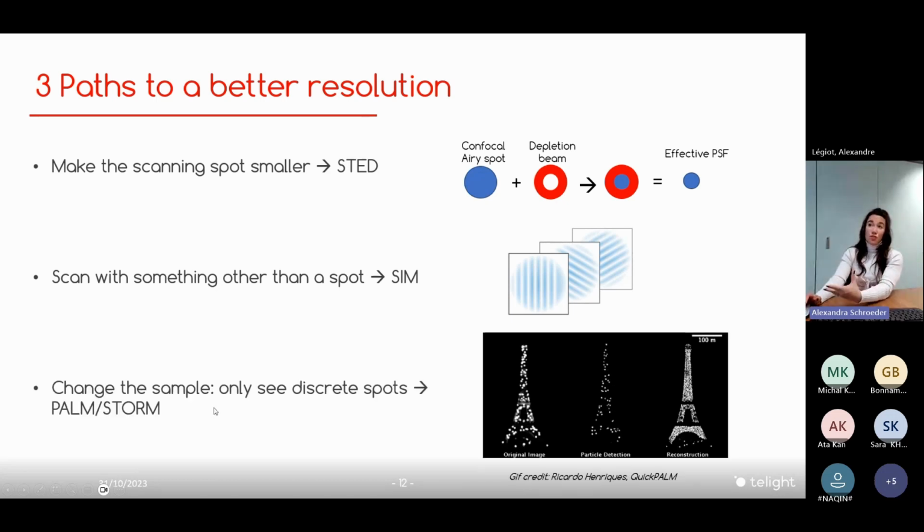Or you can change the sample by, instead of having all light on, emitting from single molecules at a time. So here, this image of the Eiffel Tower gets built up by taking many pictures of the blinking lights over and over. And this is what PALM and STORM do. Each of these 3 techniques has certain advantages and challenges, but they result in different levels of resolution, and this will hopefully be appreciated on the next slide.